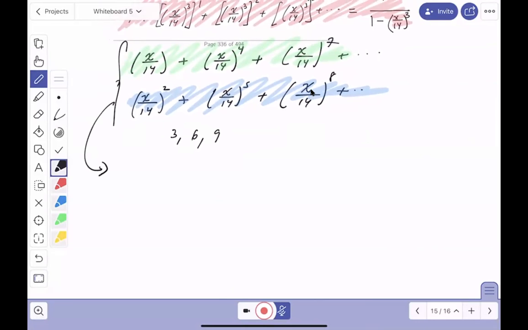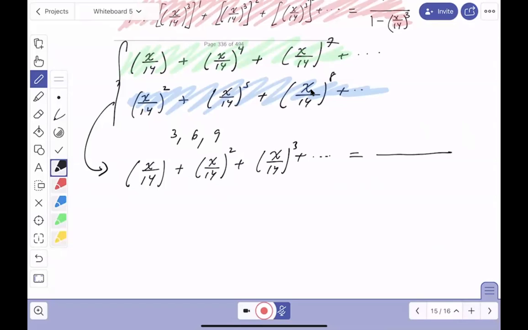So if I were to take the series, let me write this down for you, and I were to add together x over 14 plus x over 14 squared plus x over 14 cubed plus yada, yada, yada. That series is pretty easy to do, actually. That series would produce x over 14 over 1 minus x over 14. That's what that would produce.